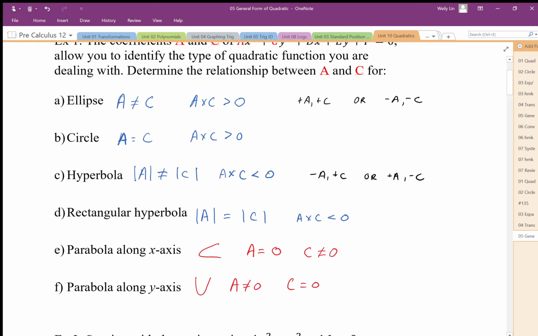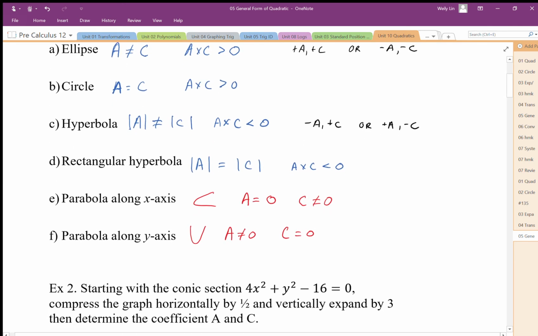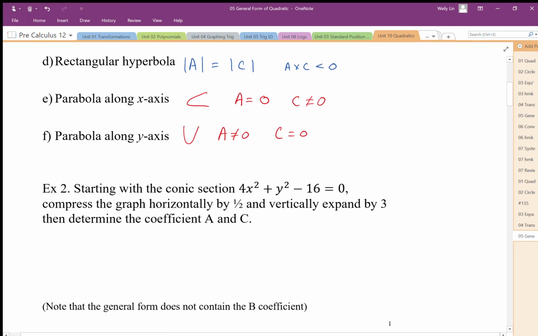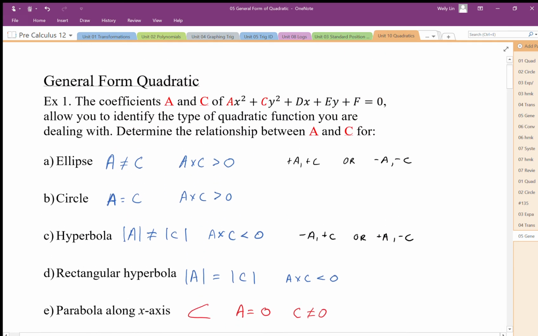So these are the ways we can look at these different coefficients. In fact, we're only focusing on A and C, because just those two coefficients will allow us to determine what type of quadratic we're dealing with. So let's take a look at this. Actually, before we do that, we should maybe mention this issue here.